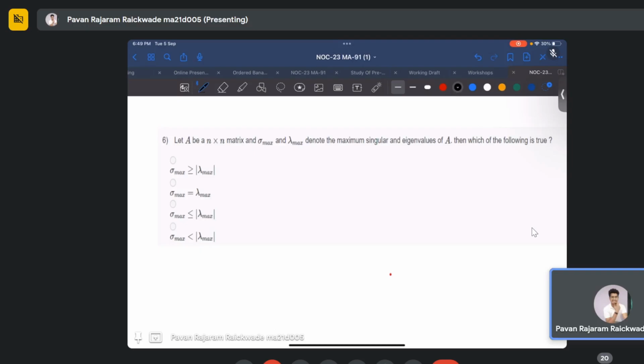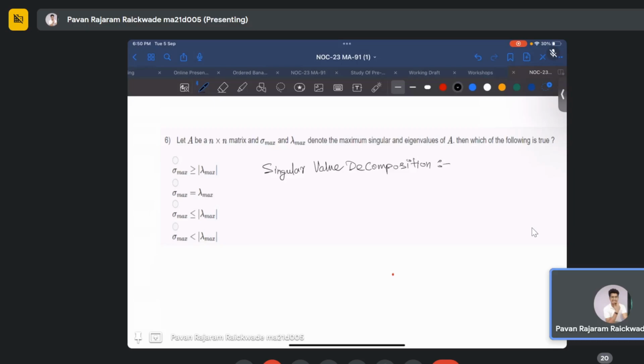Okay, let's see. Finding singular values is related to the singular value decomposition. What it says is, if you find singular values, let's say sigma 1, sigma 2 until sigma n, and you can write those singular values in a diagonal matrix S, let's say. This is a diagonal matrix.